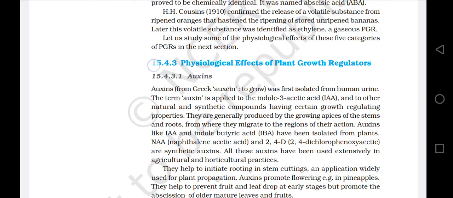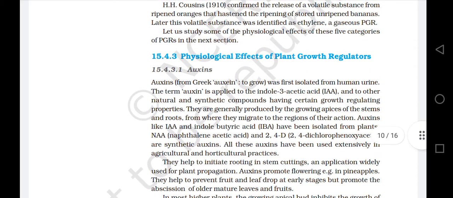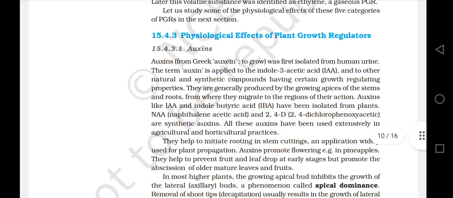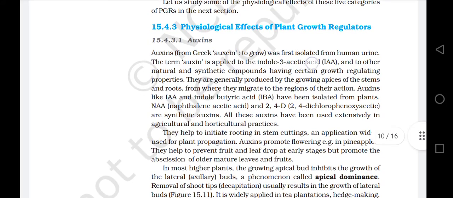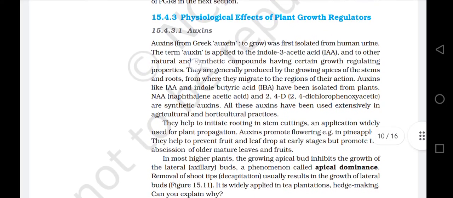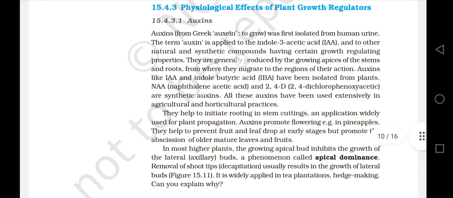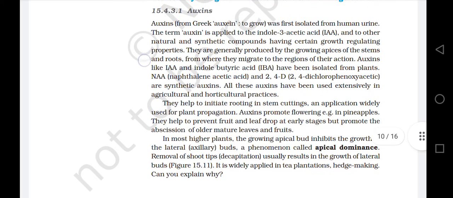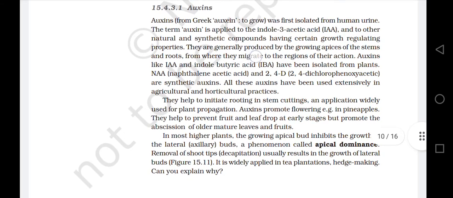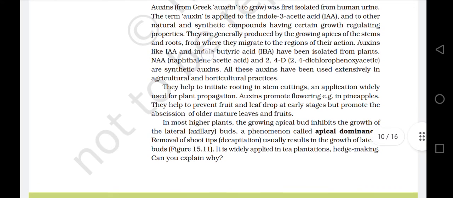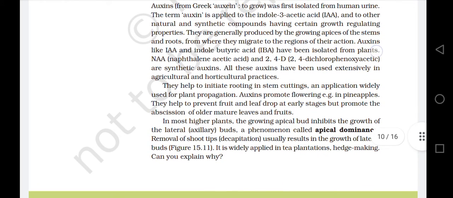15.4.3 Physiological effects of plant growth regulators. 15.4.3.1 Auxin. Auxins, from Greek auxein, to grow, was first isolated from human urine. The term auxin is applied to indole-3-acetic acid, IAA, and to other natural and synthetic compounds having certain growth regulating properties. They are generally produced by the growing apex of the stems and roots, from where they migrate to the regions of their action. Auxins like IAA and indole butyric acid, IBA, have been isolated from plants.